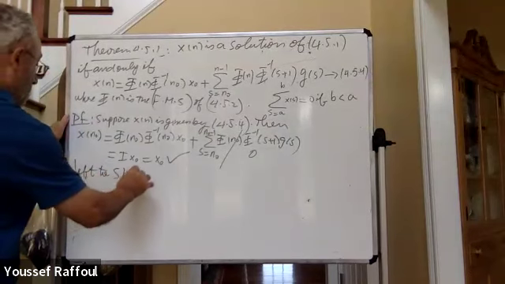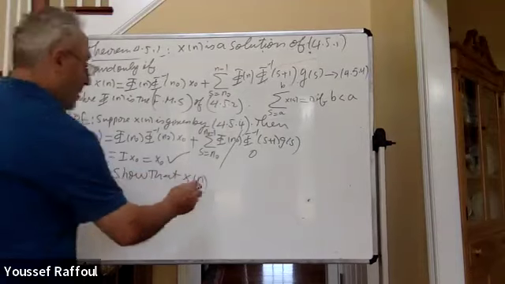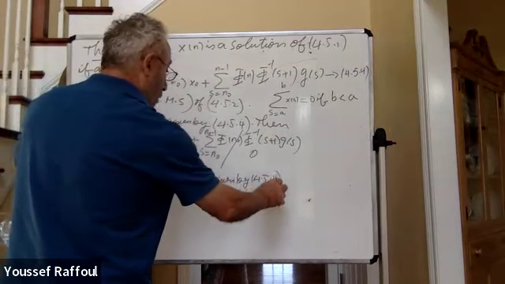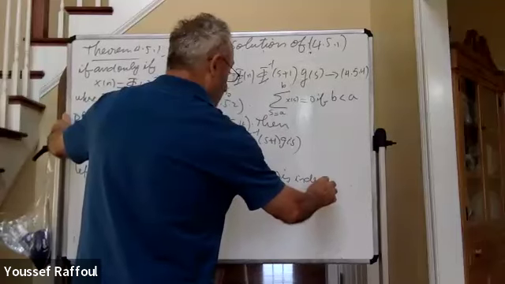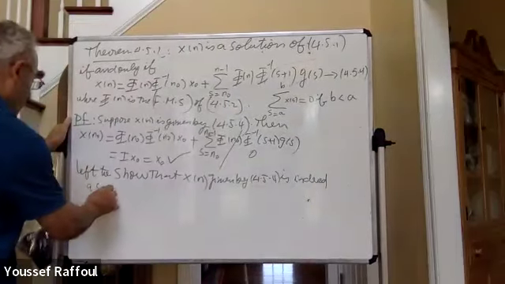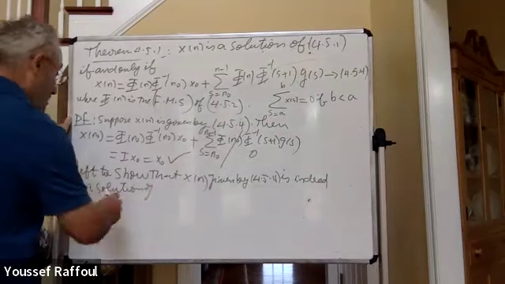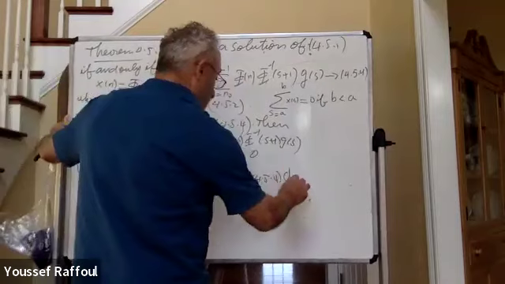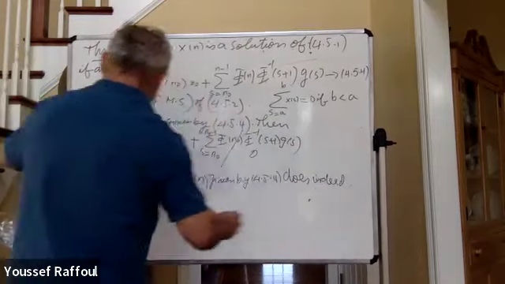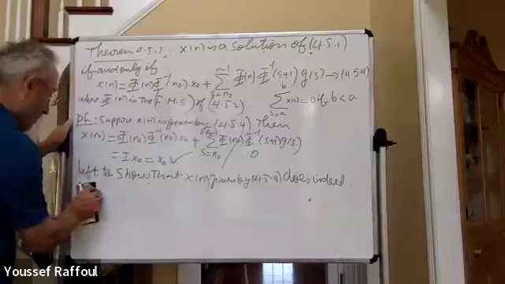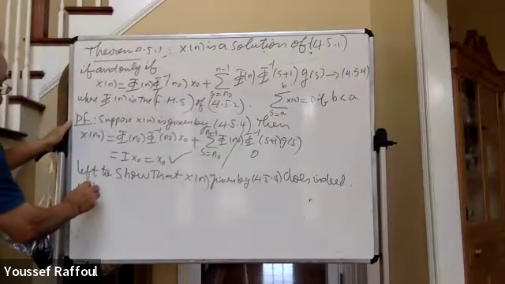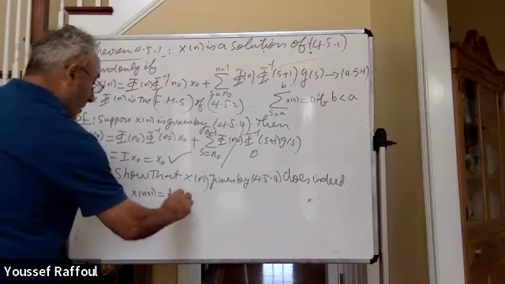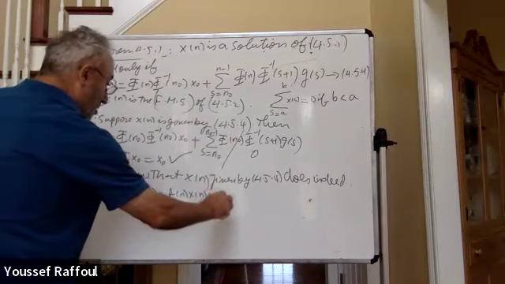Let me show that xn given by 4.5.4 does indeed satisfy xn plus 1 equal an xn plus a gn. Okay?